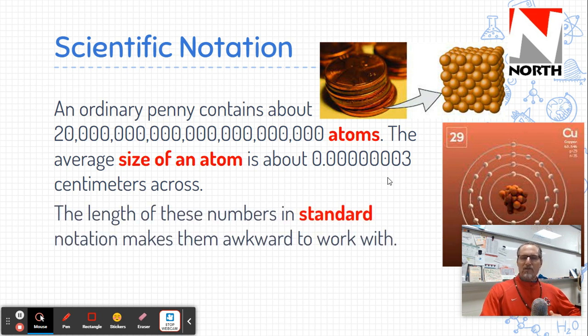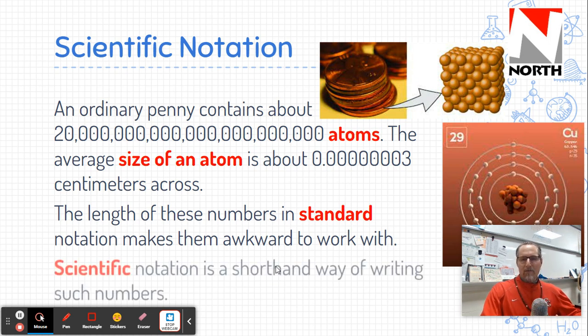If I look at them in just standard notation, you can see this number here, which is about the number of atoms in a penny, is kind of awkward. Same thing with the size of an atom. That number is very, very small. And again, that would be really awkward to work with in a mathematical sense. So what we'll want to do is convert that number into scientific notation. Scientific notation is kind of a shorthand way of writing really, really big numbers or really, really small numbers.